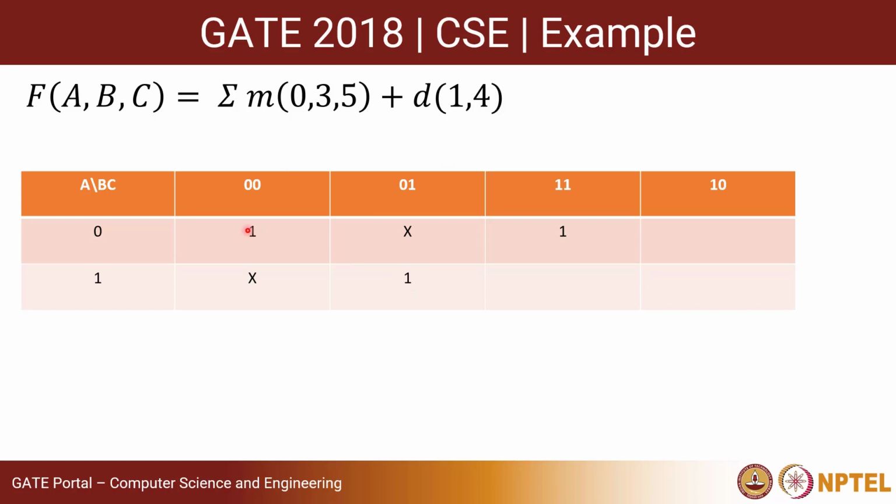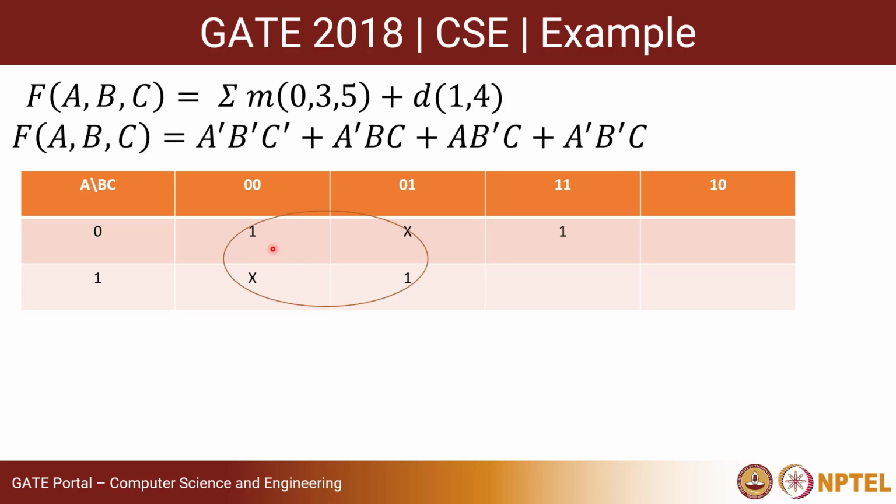So we mark the respective numbers, so 1, x, 1, 1, x, 1, and we try to find the biggest quad or octet or pair as possible. In this case, one pair we can find is this, which is one quad, which is 1 and 1, these two mixed up using this min term, the don't care term. Another pair we can form is this.